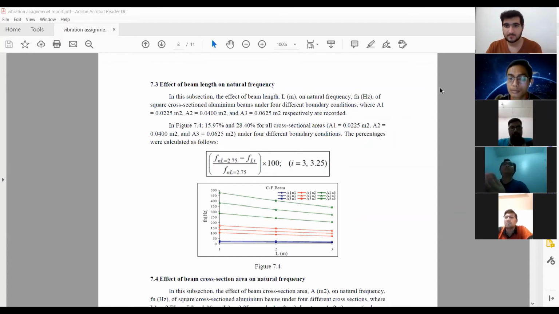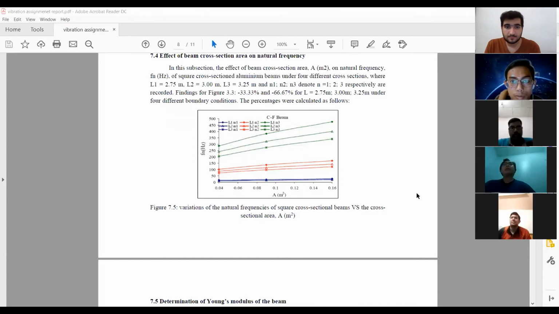of the system. From here we can see that the change in length does have a constant effect on its natural frequencies for various boundary conditions. These boundary conditions given are the cross-sectional areas of the beams. Okay, 7.4, we study the effect of cross-sectional beam area on its natural frequency. From the diagram shown here, it can be concluded that the change in cross-sectional area of the beam has a constant effect on the natural frequencies of the beam for various boundary conditions and length, which I've stated earlier.